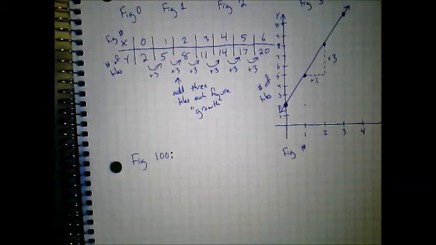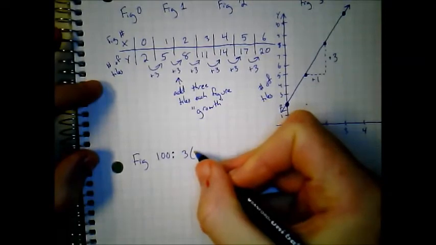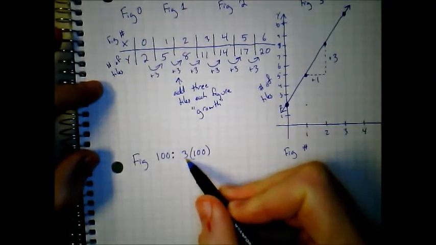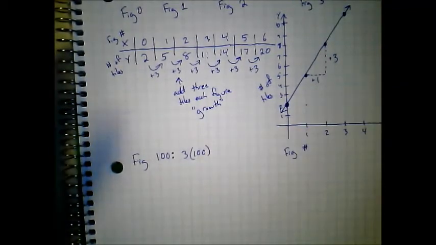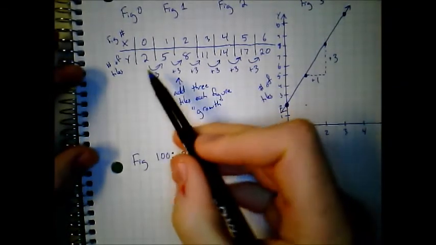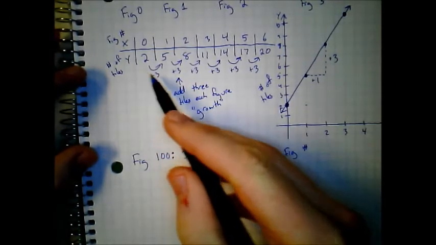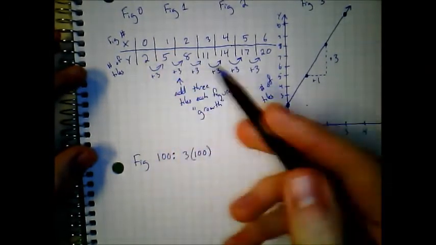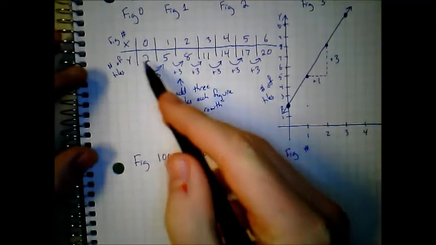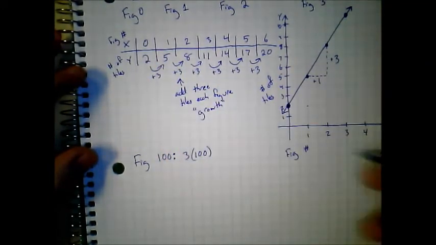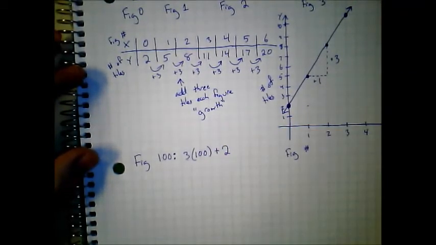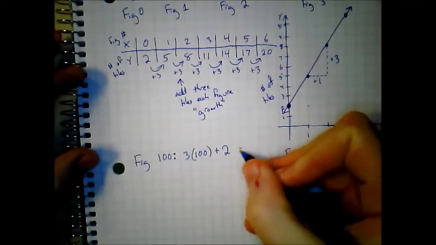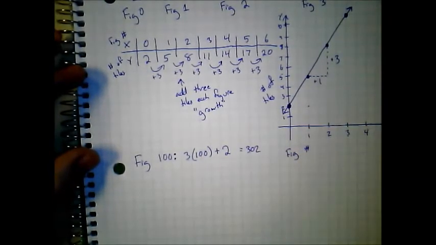Well, we know back from elementary school that adding 3 100 times is simply 3 times 100. So eventually we're going to add 300. Now we want to think, what are we adding 3 to? Well, we're starting with 2 tiles in figure 0. We're adding 3 so many times to what we start with. We're adding 3 100 times to our 2 tiles in figure 0. So figure 100 would have 302 tiles.